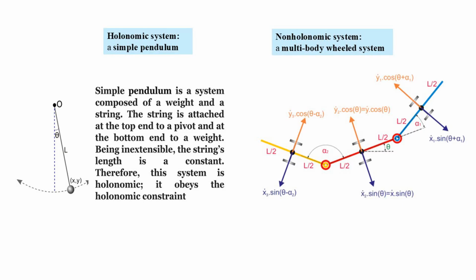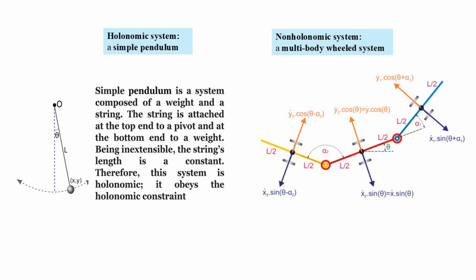This setup exemplifies a holonomic system, where the constraint, namely, the fixed length of the string, can be expressed as an equation involving only the system's coordinates and time. Such constraints simplify the analysis by reducing the degrees of freedom, making the system amenable to classical methods in analytical mechanics.